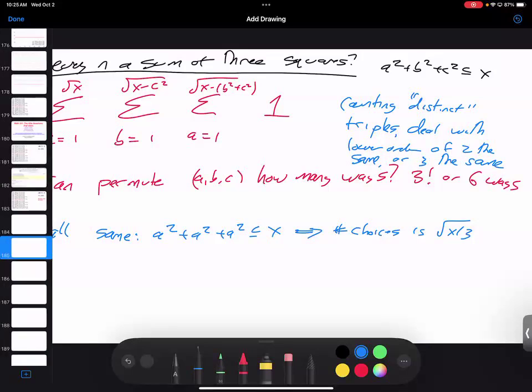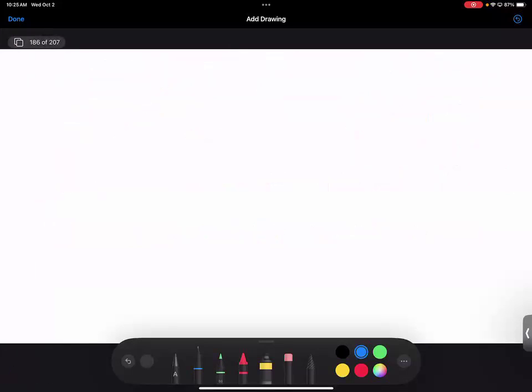So what if we looked at a less than or equal to b less than or equal to c less than or equal to, say, square root of x over 3? What can you tell me about a squared plus b squared plus c squared?